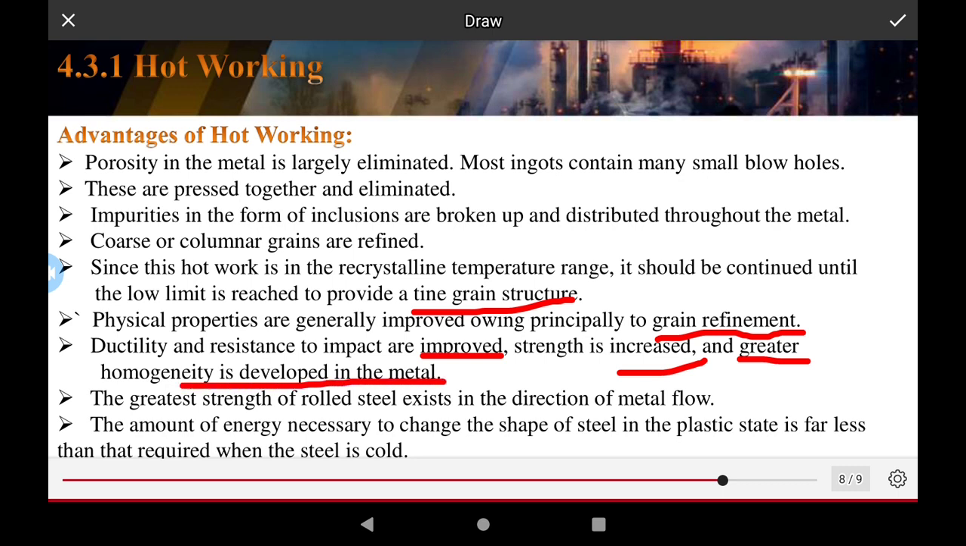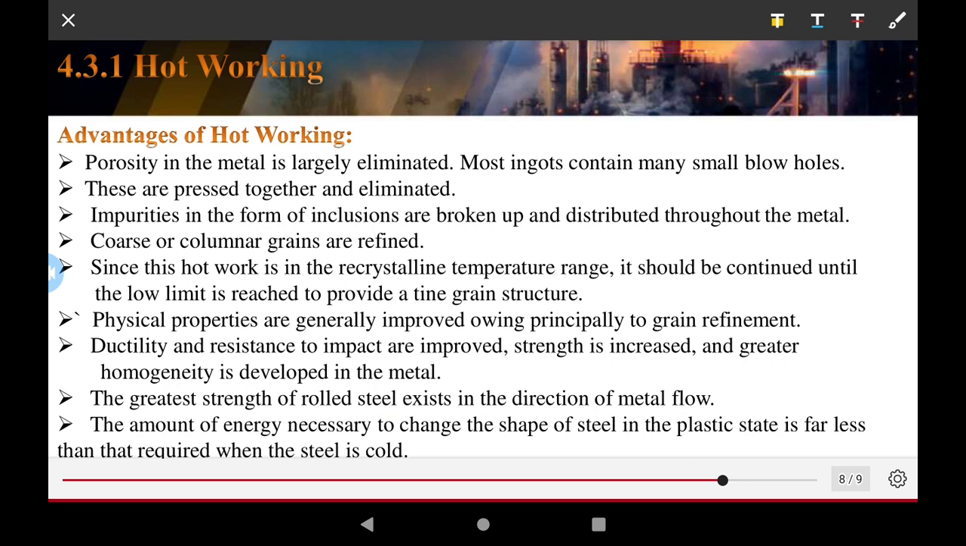The greatest strength of rolled steel exists in the direction of metal flow. The amount of energy necessary to change the shape of steel in the plastic state is far less than that required when the steel is cold.